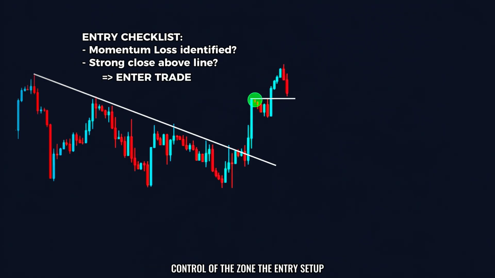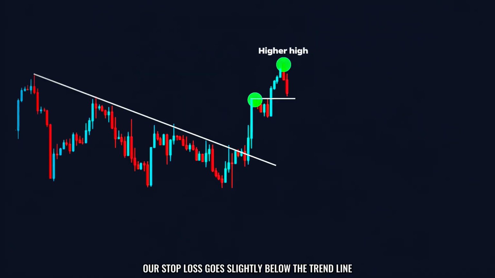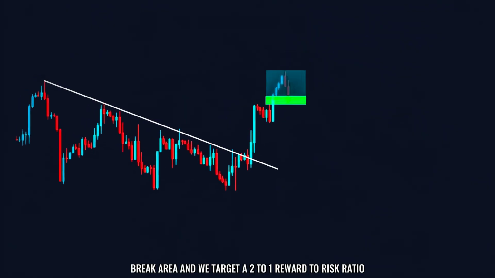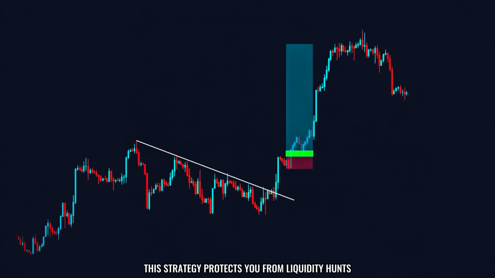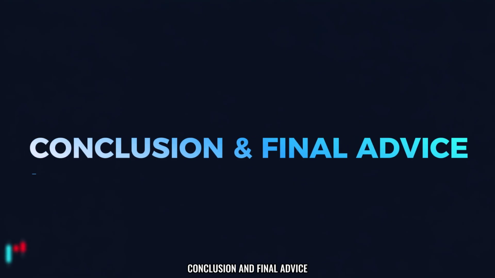The entry setup. Once we see the higher low followed by a trend line breakout and a strong close, we enter a buy trade. Our stop loss goes slightly below the trendline break area, and we target a 2-to-1 reward to risk ratio. This strategy protects you from liquidity hunts and keeps you on the right side of the smart money.